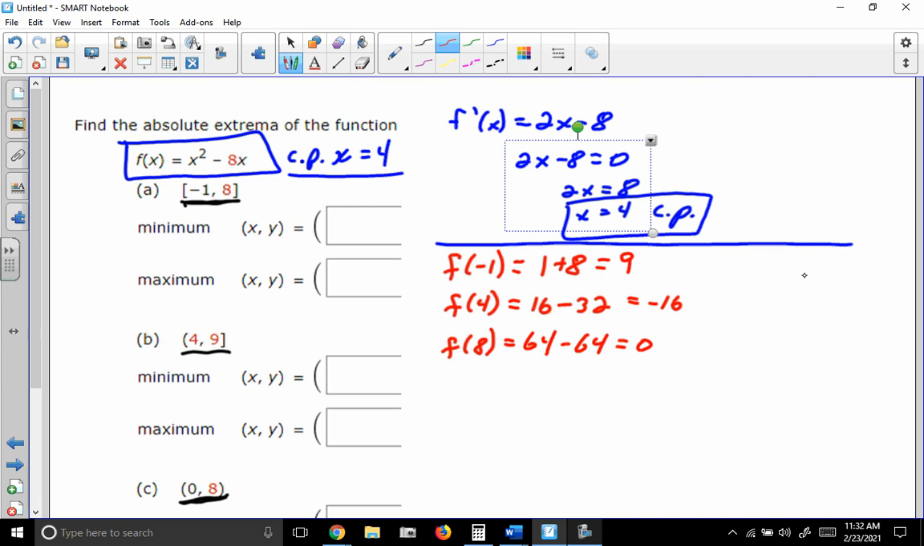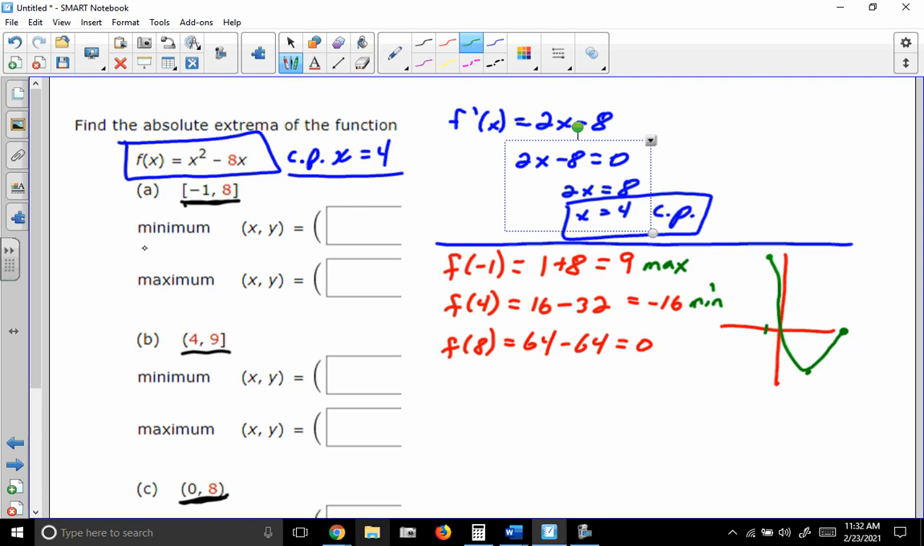So just a quick little sketch here. When x is -1, we're up to 9. When x is 4, we're down to -16. And when x is 8, we're at 0. So if we go through here, our maximum value for this interval is 9. Our minimum value is here when x is 4 and y is -16.